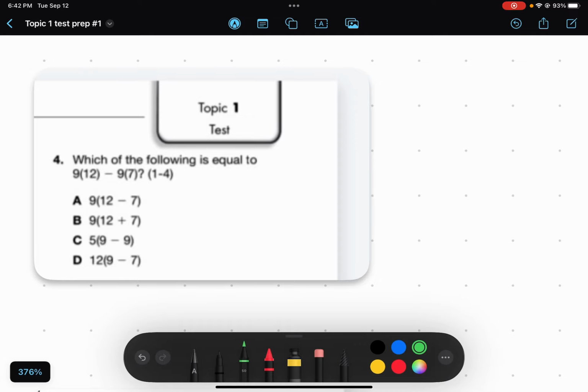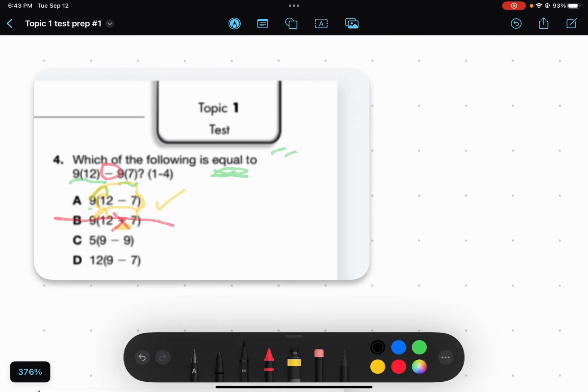All right, number 4. Which of the following is equal, so there's the word equal, to 9 times 12 minus 9 times 7? And I believe this just wants us to think, what would be another way to find out 9 times 12? So I think this is just showing us distributive property. Since this has the parentheses, you would just do distributive 9 times 12 and then 9 times 7. So this one looks like it would work. But this one, 9 times 12, but 9 plus, there's that plus sign. So we needed the subtraction sign, not the plus sign. So B would not be it.